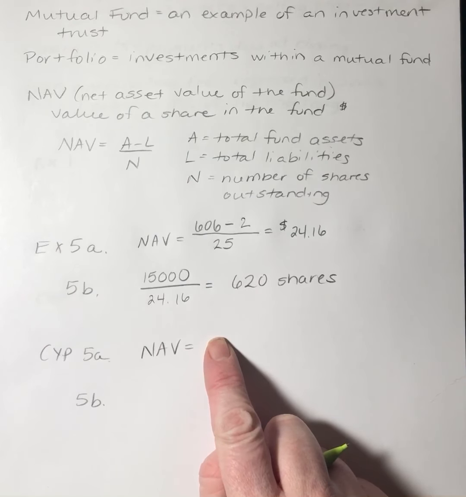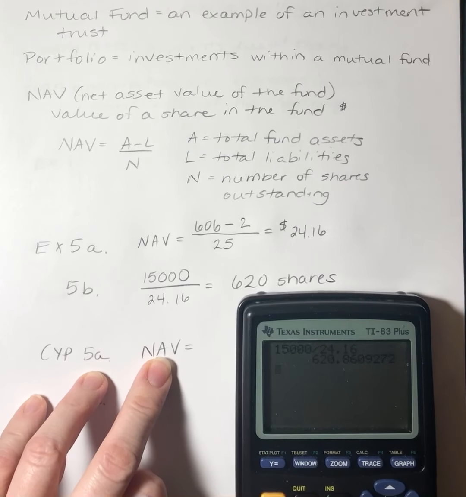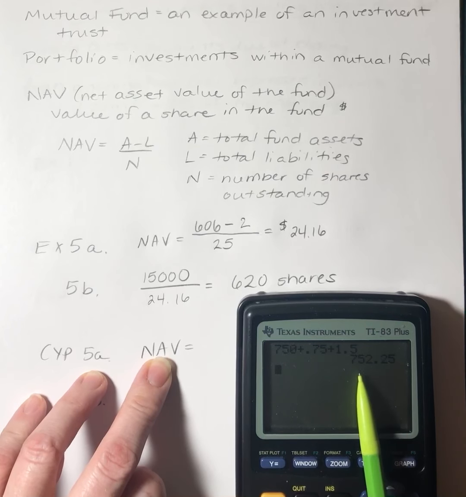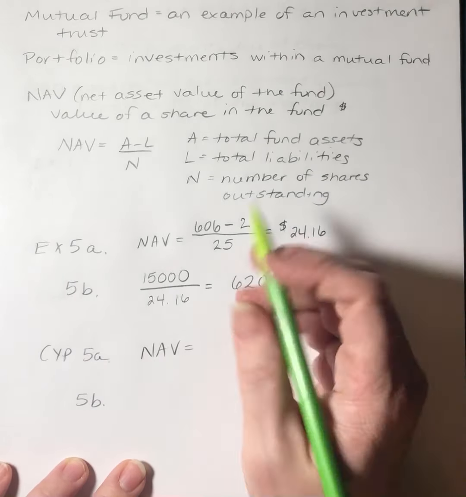I need my total assets. Total assets are 750 million. And then here's the sneaky part on this problem. Instead of giving it to you in millions, they told you 750,000. Well, 750,000 is 0.75 million. So I'm going to use 0.75 million. And then 1,500,000 is 1.5 million. So if I take my 750 million plus my 0.75 million plus my 1.5 million, I get 752.25 million. And then I can keep it all in millions.